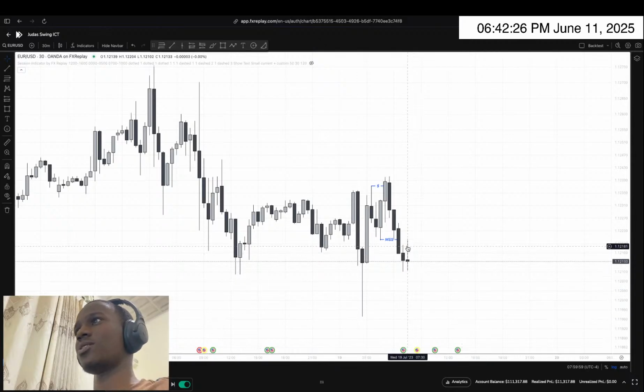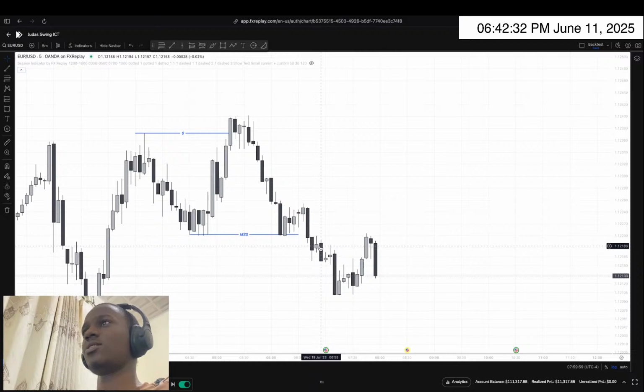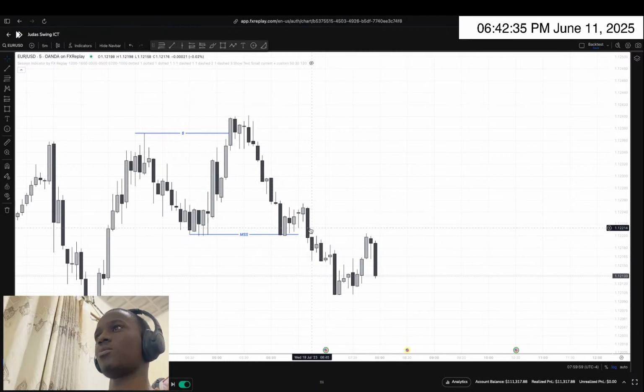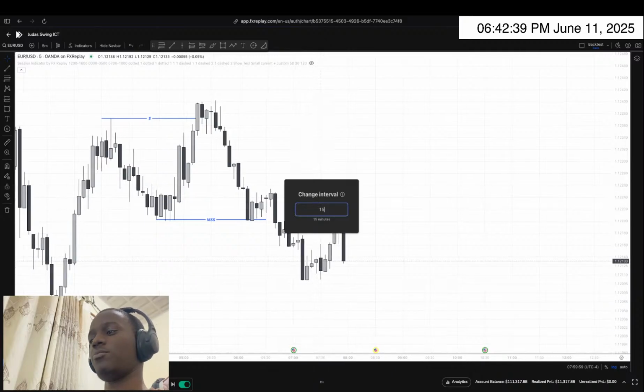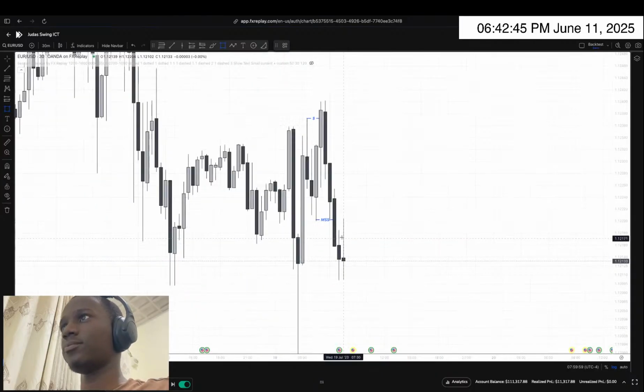proceed to drop. You can see it exactly push into it, and I think New York was also about to start. So this was what we were waiting for, retracement into this fair value gap, but it was in the 15-minute. So 15-minute would be 30 minutes, sorry.